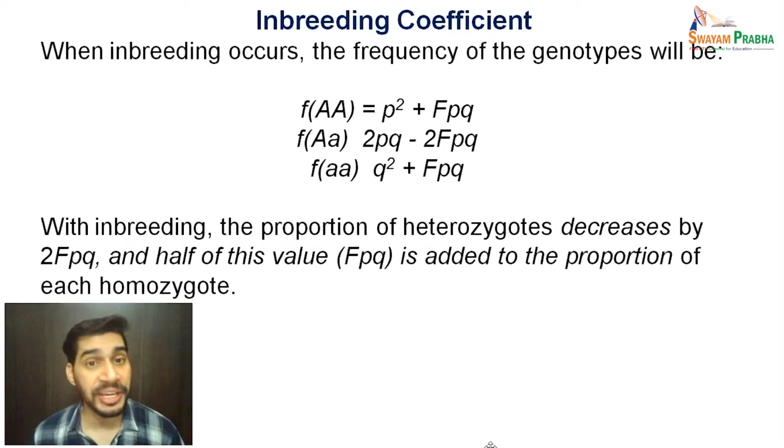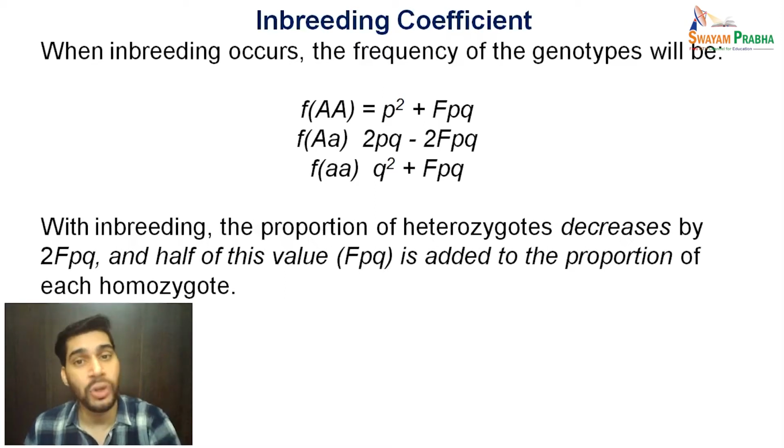When inbreeding occurs, the frequencies of genotypes change like this. With inbreeding, the proportion of heterozygotes decreases by 2Fpq, and half of this value, that is Fpq, is added to the proportion of each homozygote.